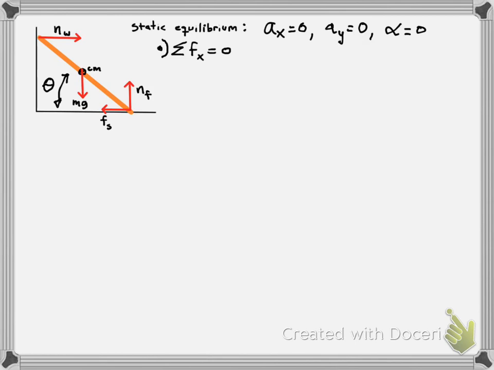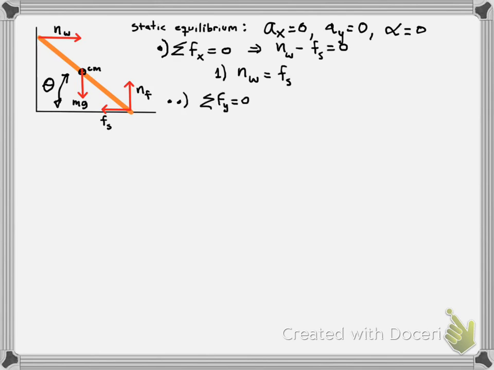When the acceleration in the x direction is equal to 0, the sum of the forces, according to Newton's second law, must also be equal to 0. Looking at our forces and the directions that they have, we notice that there are only two forces in the x direction: Nw to the right and the force of static friction to the left. So Nw minus Fs equals 0, and we get our first equation, which tells us that the normal force from the wall is equal to the force of static friction.